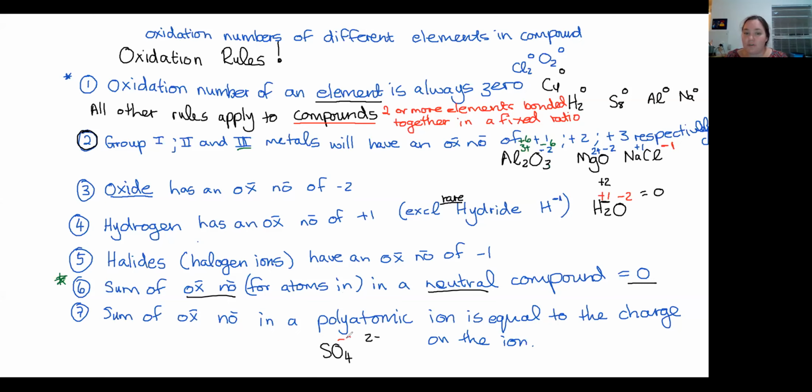Oxygen is -2. That comes from this rule. There are 4 of them, which makes it -8. Something -8 equals -2, and the answer is that it is +6. So sulfur in this specific sulfate ion has an oxidation number of +6.